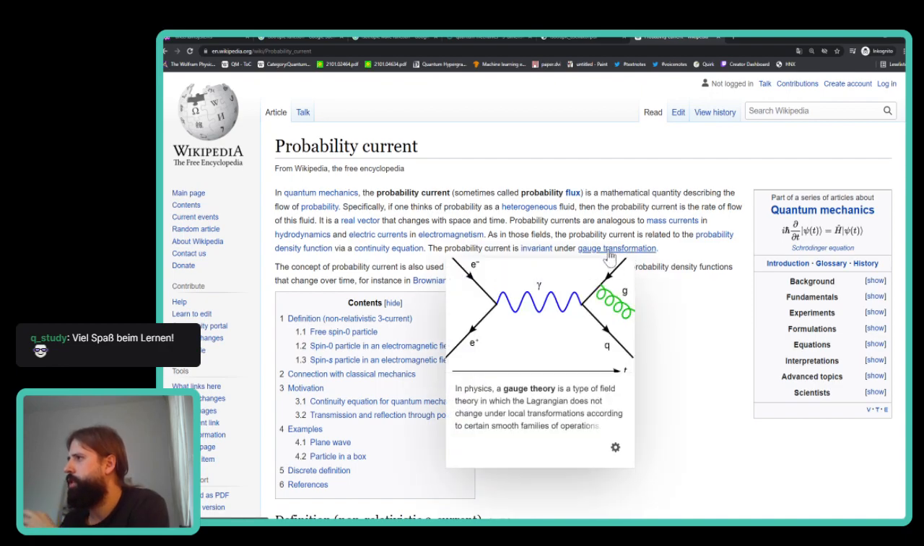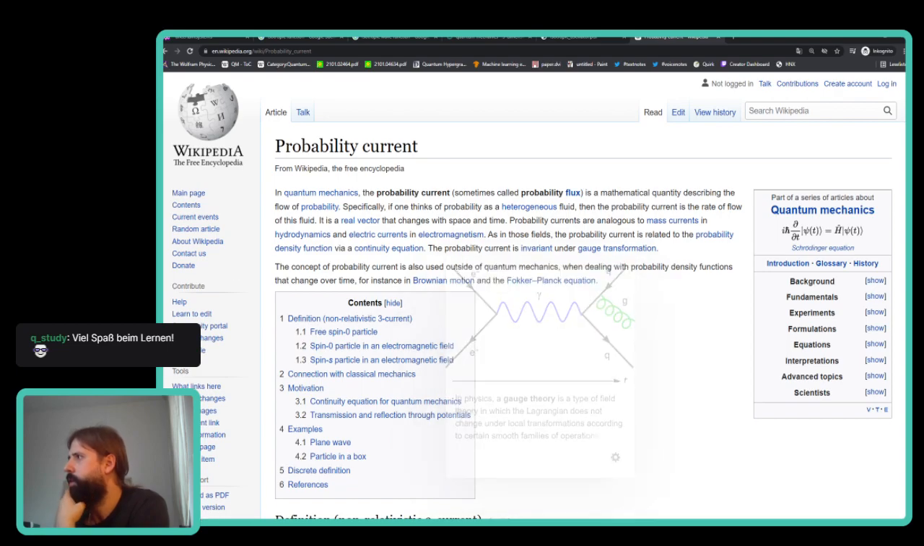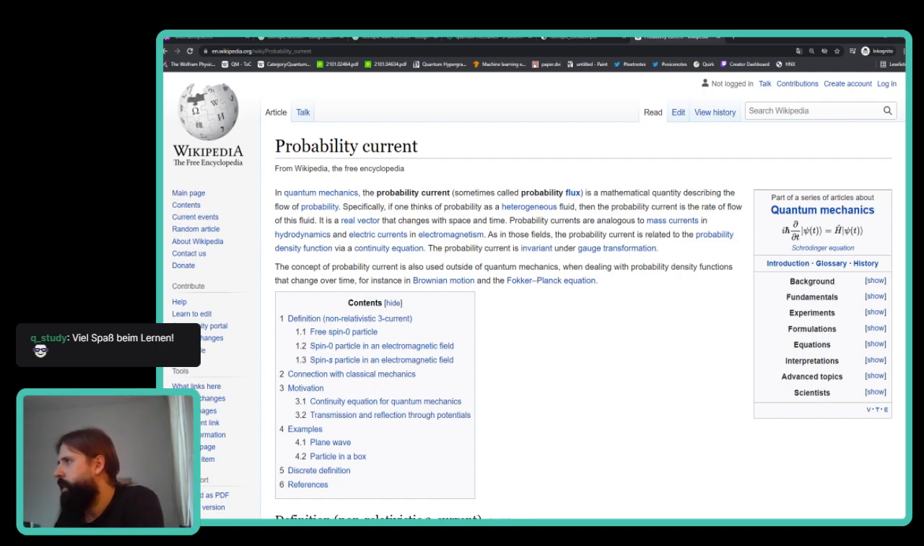This whole gauge theory and stuff is still far away from the concept of probability current. It is also used outside of quantum mechanics. The change over time. Okay, I guess this is some kind of rate of change, maybe a derivative of something, right? Because what they're saying is it's also used when you deal with probability density functions that change over time. I imagine you have your wave function and at time 0 your probability density function, at time 1 the probability density function, and you want to calculate how much this is changing through time, right?